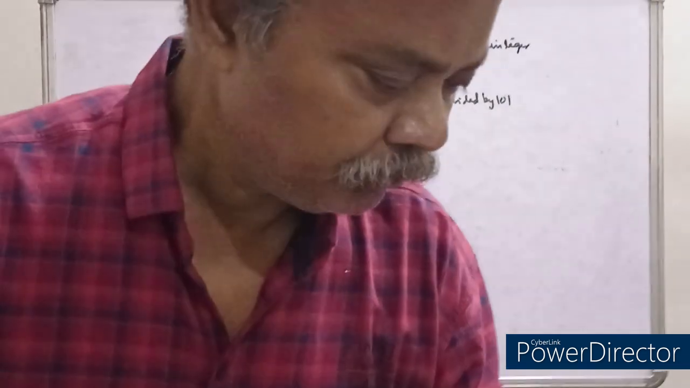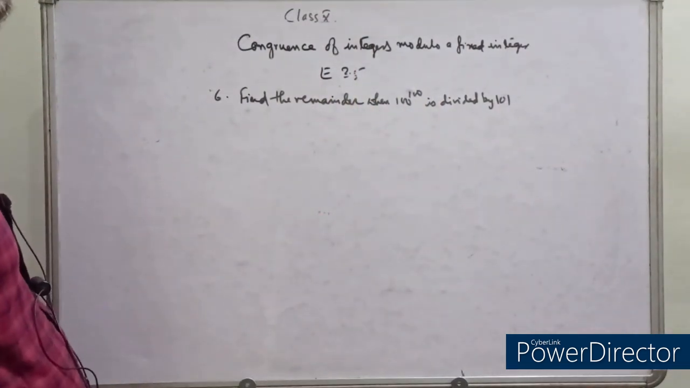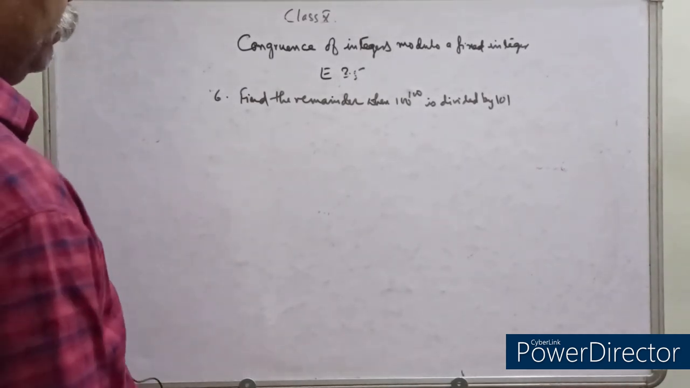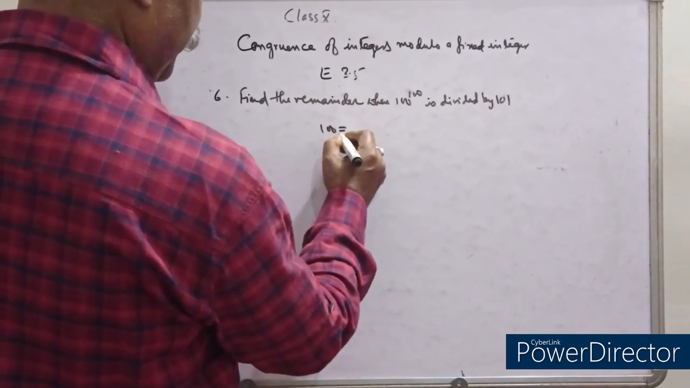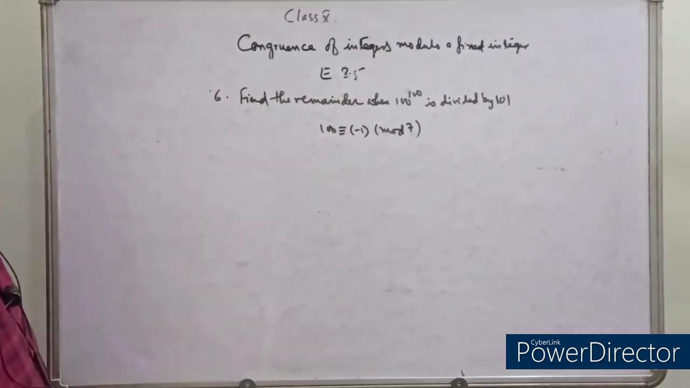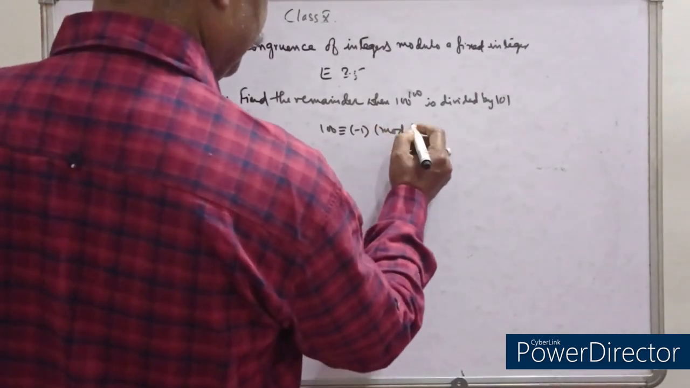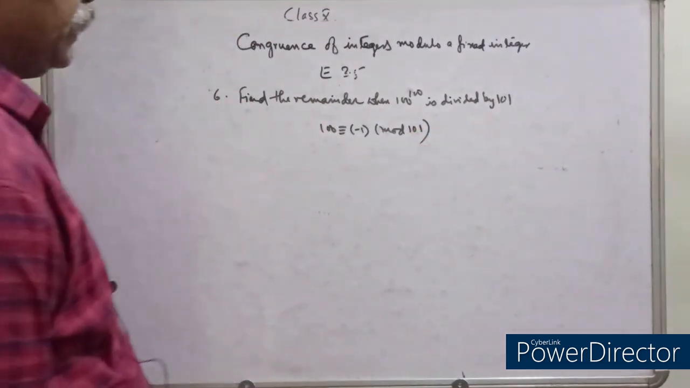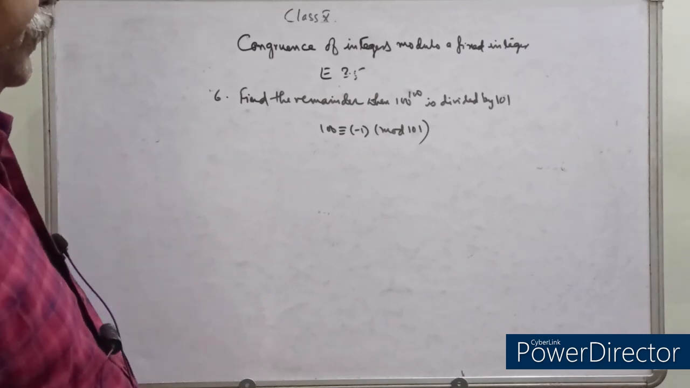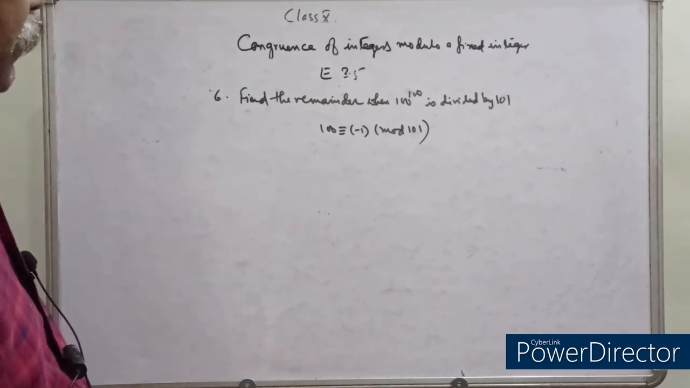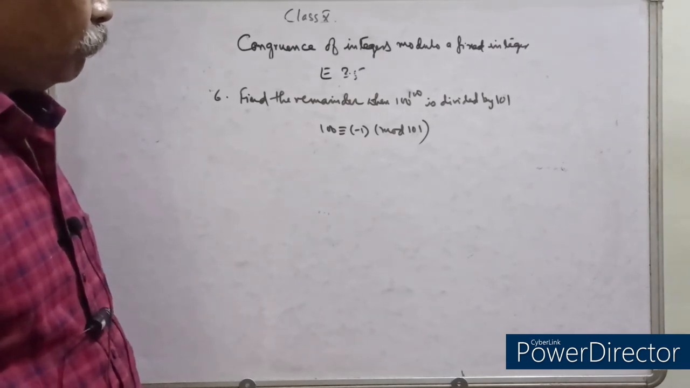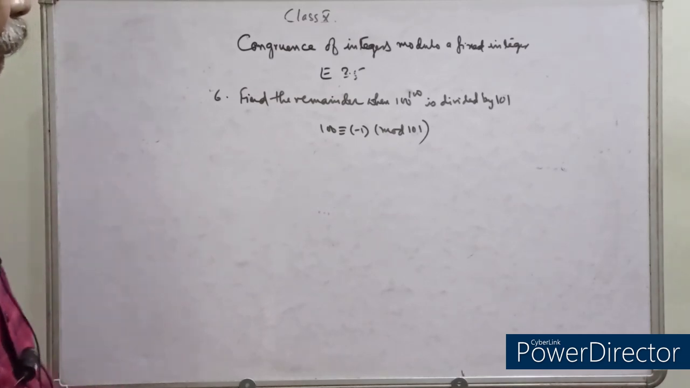So here you see that from the grassroot level, 100 is congruent to minus 1 mod 101, because 100 minus (minus 1), that is plus 1, is 101, which is divisible by 101.